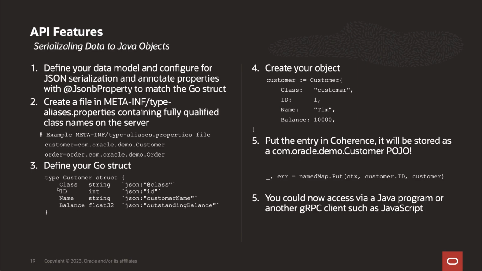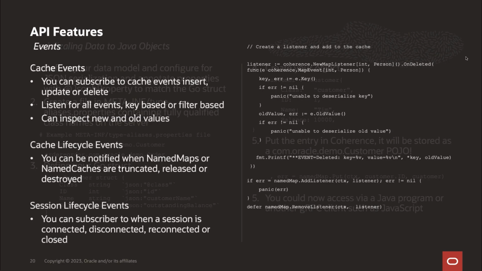You define your Go struct and you include a class attribute with the @class JSON representation. And then we create your object in Go, and you must set that class to match what the customer class is here. Once you put the entry in Coherence, it would then be stored as a custom object in the server, and then you could access it from other clients.